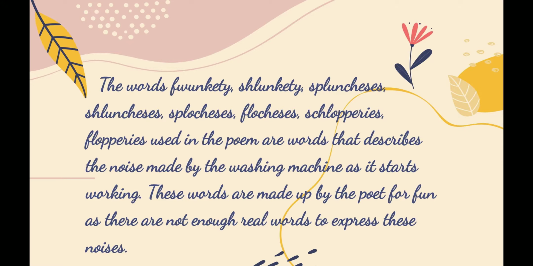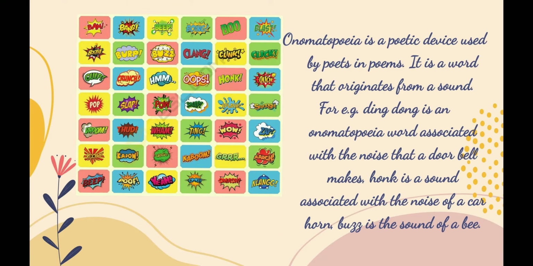The words flunkety, schlunkety, splunchuses, flunchuses, splotchuses, flotchuses, sploperus, and flopperus used in the poem are the words to describe the sound made by the washing machine as it starts working. These words are made up by the poet for fun as there are not enough real words to express these noises. These words are what we describe as onomatopoeia.